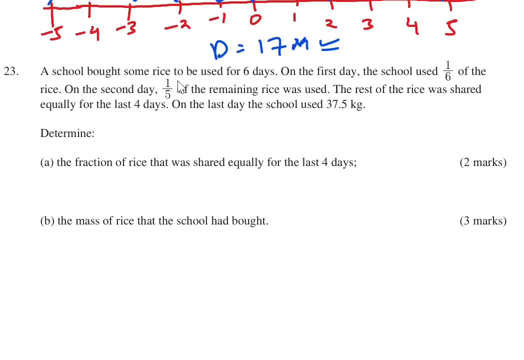A school bought some rice to be used for 6 days. Sawa. On the first day, the school used 1/6 of the rice. The second day, 1/5 of the remaining rice was used, and the rest of the rice was shared equally for the last 4 days. On the last day, the school used 7.5 kilograms. Determine, this is the applications of fraction, grade 8 work. A, the fraction of the rice that was shared equally for the last 4 days. Then B, the mass of the rice that the school had bought.